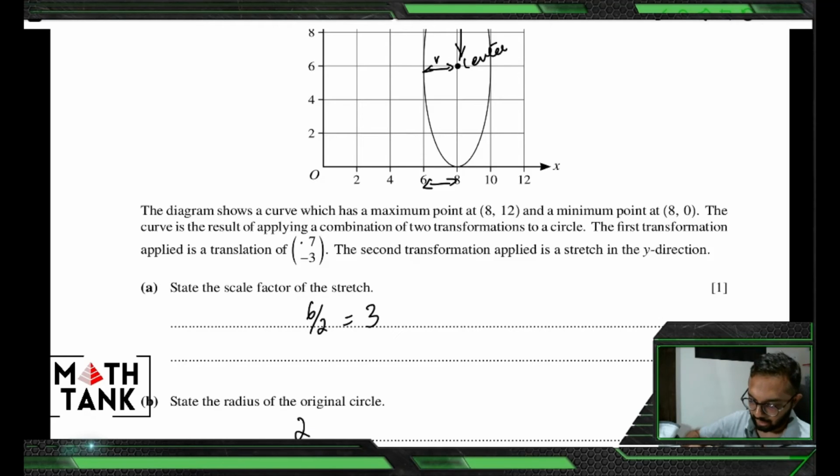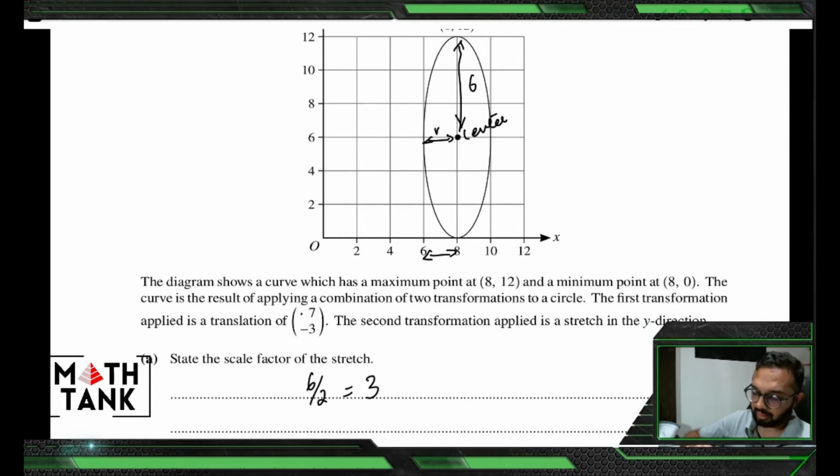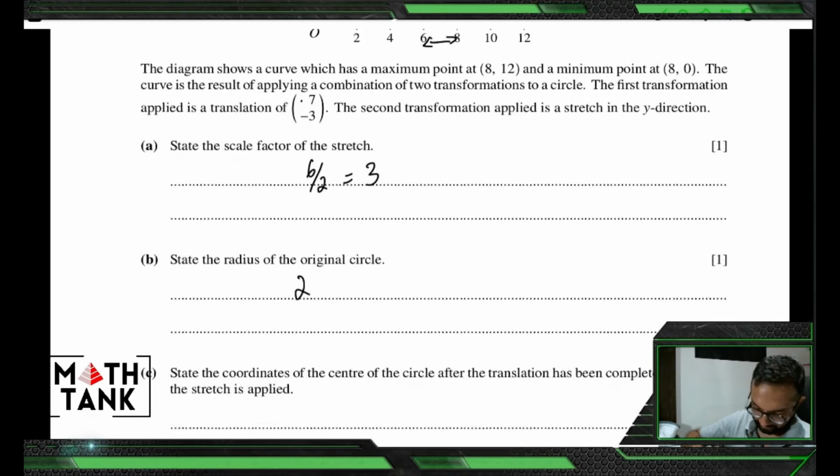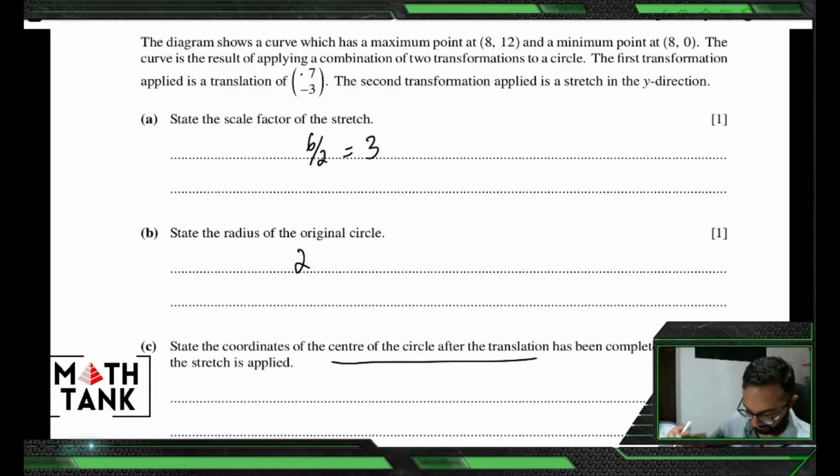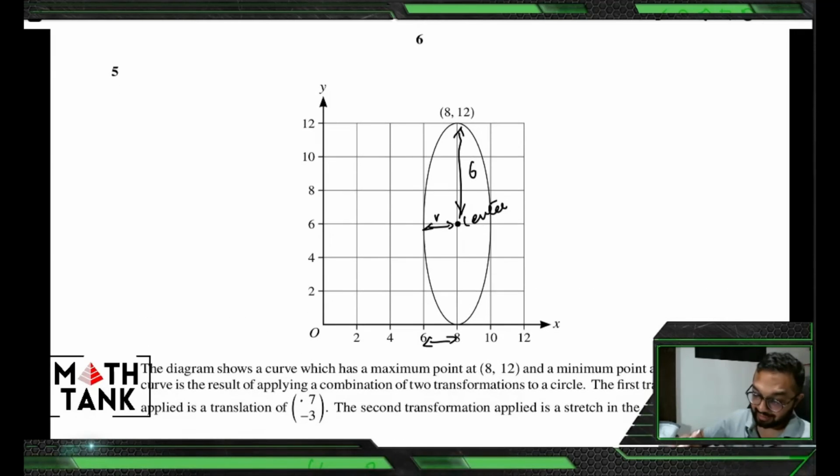That's how much it's stretched. But what I also want to point out is that this center would originally have been at a different position. Let's see what this says. State the coordinates of the center of the circle after the translation has been completed but before the stretch is applied. So what has actually happened is that every point got stretched.